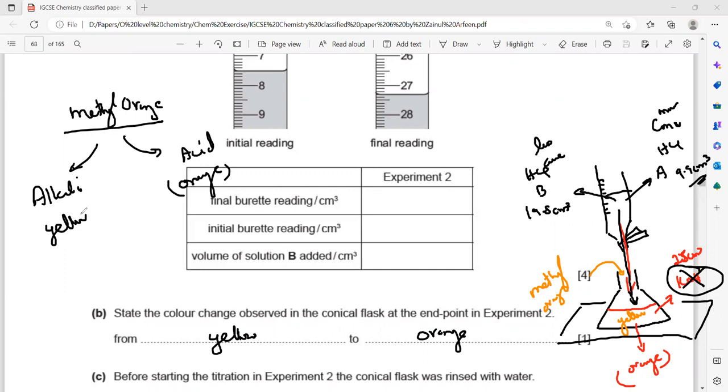So in the beginning, what will happen? We have yellow. Why yellow? Because of potassium hydroxide. And then we are adding an acid, hydrochloric acid, so it neutralizes. At the moment it neutralizes, you can write red, acceptable, or you write orange, also acceptable. Orange is more appropriate compared to red. In this case, it will be orange. In other cases, we have to write red.